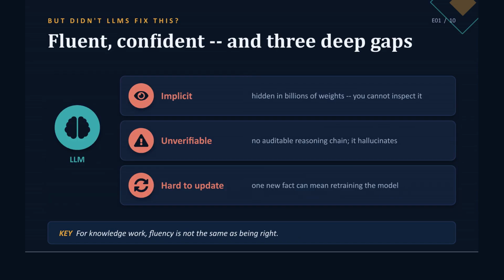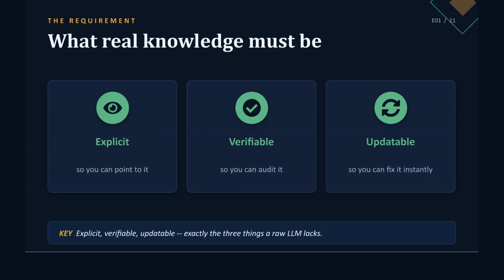And here is where it gets interesting in 2026, because surely large language models have already fixed this. And they are extraordinary. They have read more text than any human ever could, and they answer in fluent, confident prose. But the moment you care about knowledge, a language model has 3 deep problems. Its knowledge is implicit, locked inside billions of weights you cannot inspect or point to. It is unverifiable, with no reasoning chain to audit, and every so often it hallucinates, stating something false just as smoothly as something true. And it is hard to update, where getting one new fact in can mean retraining the whole model.